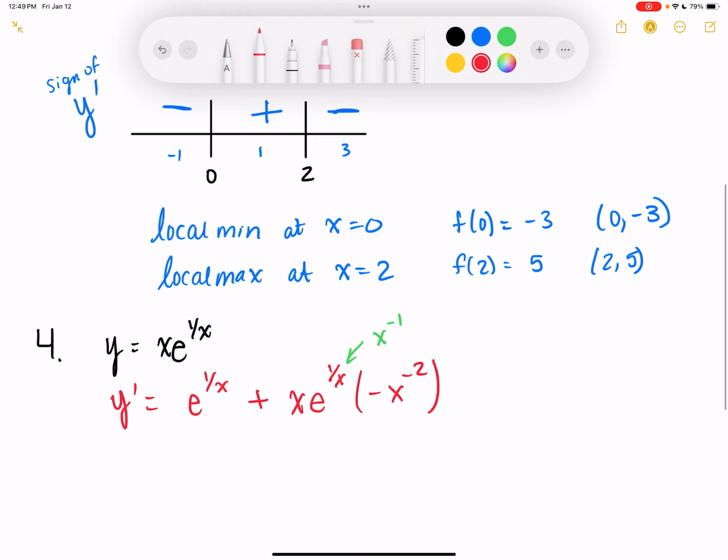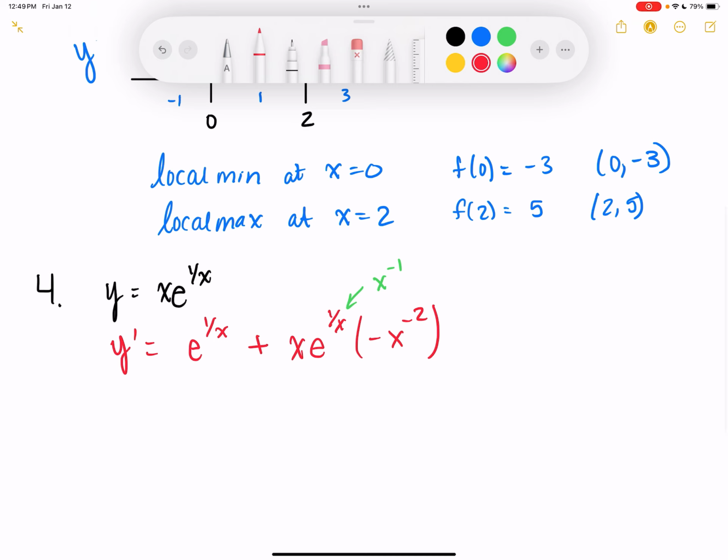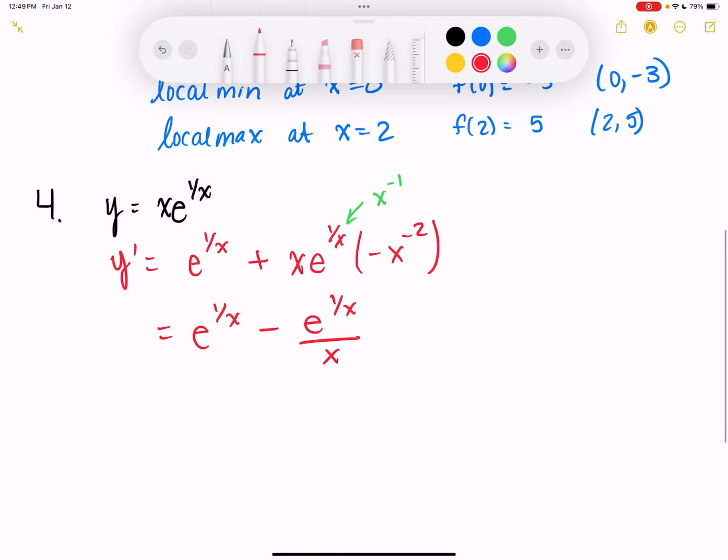So you know. All right. So this is going to be reduced to e to the 1 over x minus e to the 1 over x over x. Now, something that you might not be aware of that you can do, we can take out an e to the 1 over x because it's in both pieces and leave us with 1 minus 1 over x.